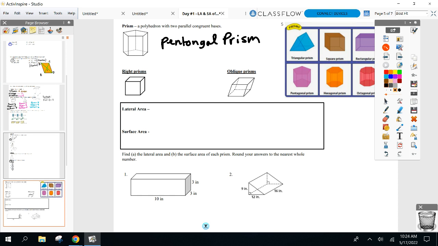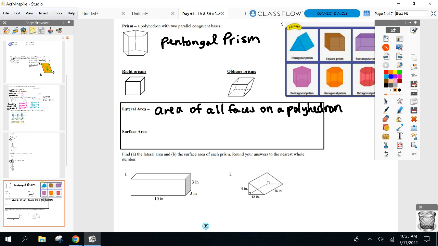Okay? So the lateral area is the area of all faces on a polyhedron. And here's the key part: excluding the bases. Don't count them. So if you're asked to find lateral area, you pop off the bases, and you find the area of what's left over.